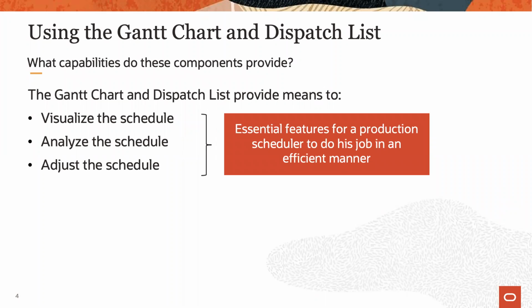The Gantt chart and dispatch list provide the following essential capabilities: presentation and visualization of the schedule, the ability to perform detailed schedule analysis, and mechanisms to adjust and fine-tune the schedule.